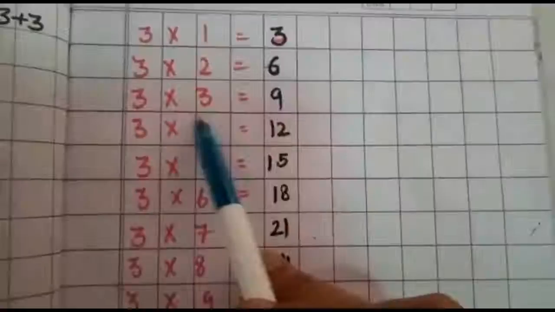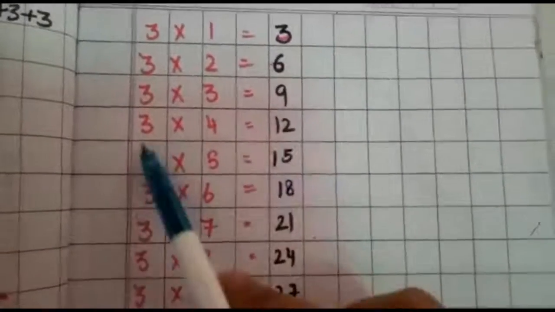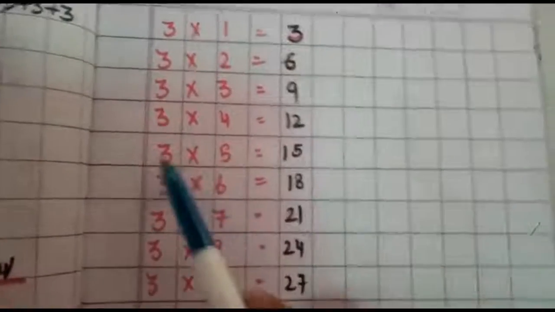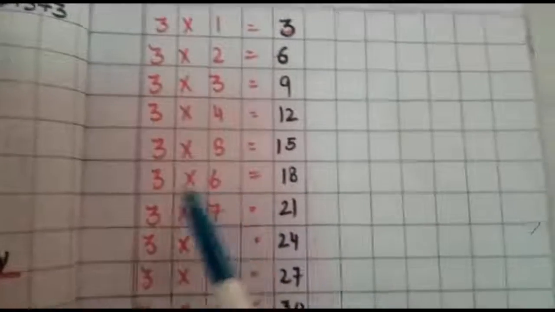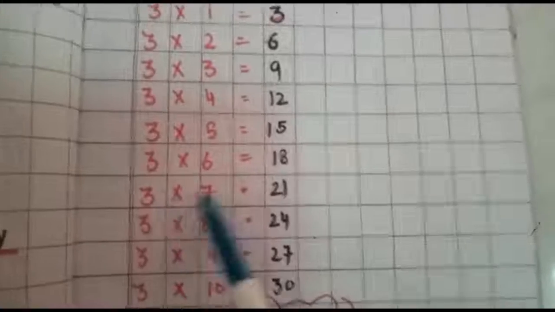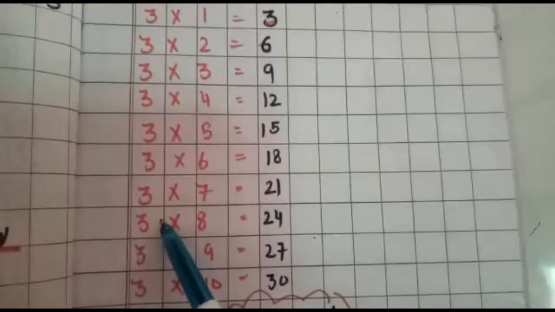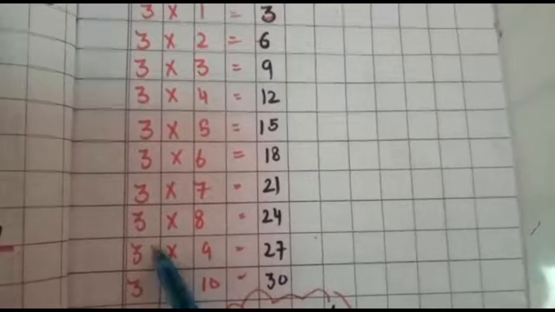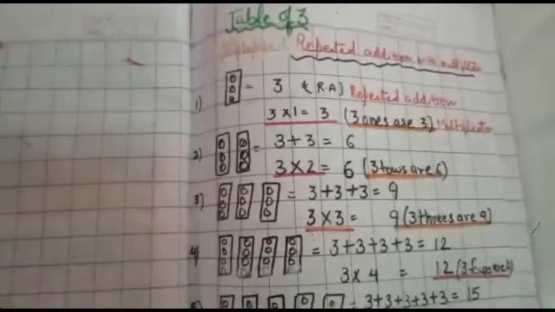So let's read the table of 3. 3 ones are 3. 3 twos are 6. 3 threes are 9. 3 fours are 12. 3 fives are 15. 3 sixes are 18. 3 sevens are 21. 3 eights are 24. 3 nines are 27. 3 tens are 30. So this is how, class, you can find out the table of 3.